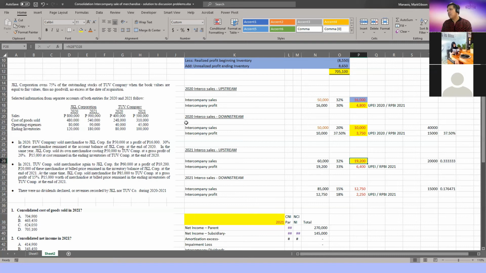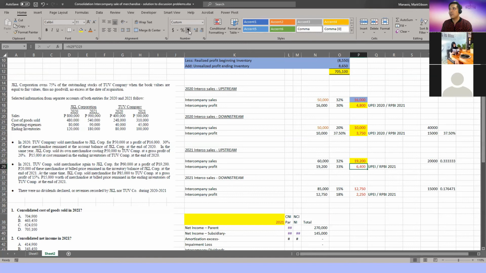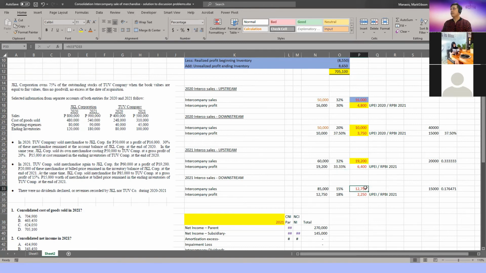Medyo mainit kasi yung mata ko. Imagine mo kung naka-blank yan. So, kaya nilagay ko lang din. And then, complete with the calculation. So, next, intercompany profit. So, that 19,200. Paano na-compute yung 33%? Sabi dyan, 20,000 of this merchandise at billed price remained in the inventory. Magkano ba yung billed price natin? That's 60,000. So therefore, 20,000 over 60,000, so that's equivalent to 33.33%. 19,200 multiplied by 33.33%, that's 6,400 pesos. Okay.